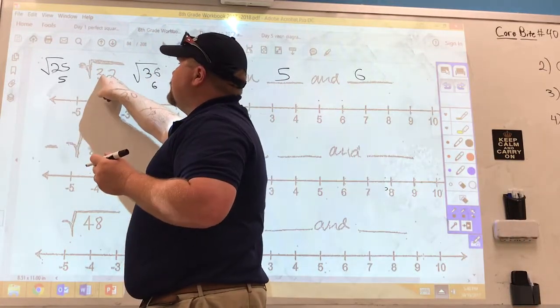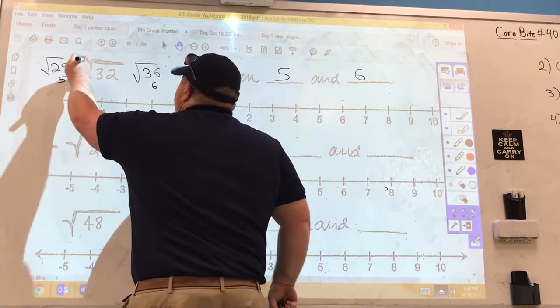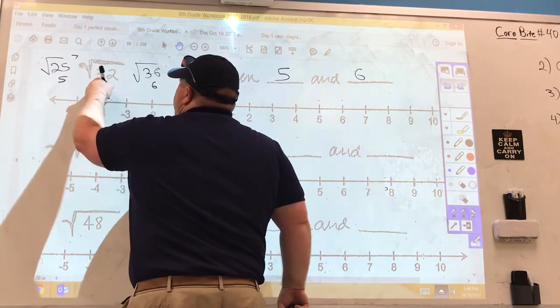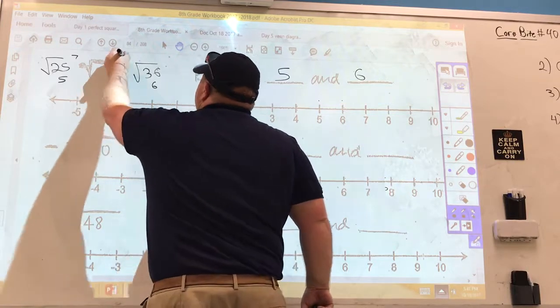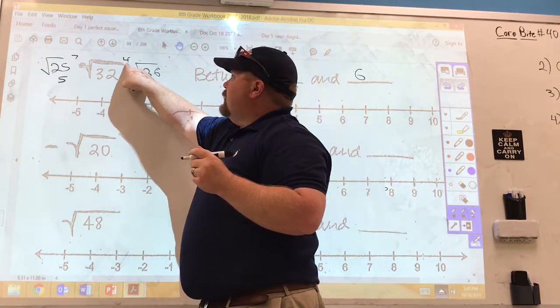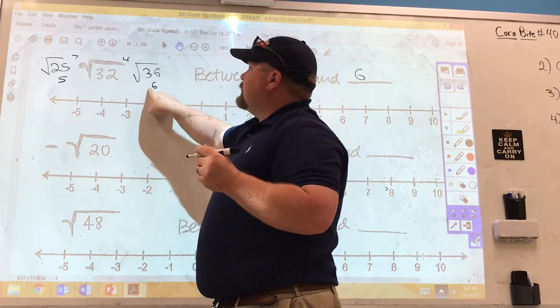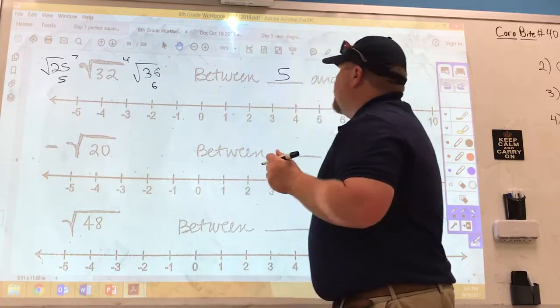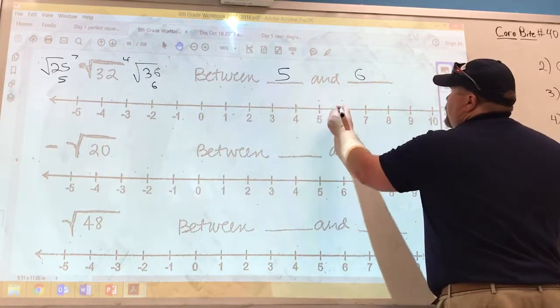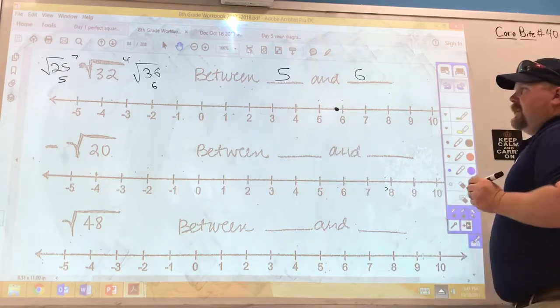The square root of 32 is how many digits from 25? Well, that's 7 digits away between 25 and 32. And from 32 to 36 is 4 digits. So 4 digits is much closer. So I know that the square root of 32 is closer to 6 than it is to 5. So on my number line, I'm going to plot my answer closer to 6 than I did to 5.